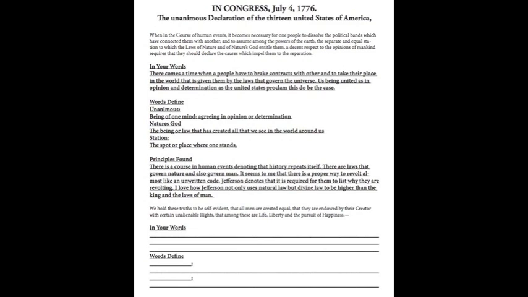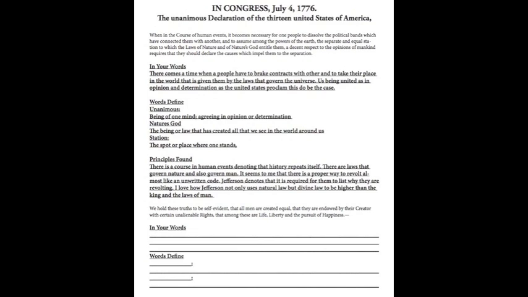Another principle I found is that there are laws that govern nature, and they also govern man. I think that is so powerful to think about, that there are things that are not arbitrary, that they're universal, and they exist whether we choose to acknowledge them or not. And then at the end, one of the principles I found is, I love how Jefferson not only uses natural law but divine law to be higher than the king and the laws of man. I think this is a really powerful point that Jefferson brings up, that the king is not God, or is not the universe, and cannot govern us if he violates these laws, which are divine in nature.